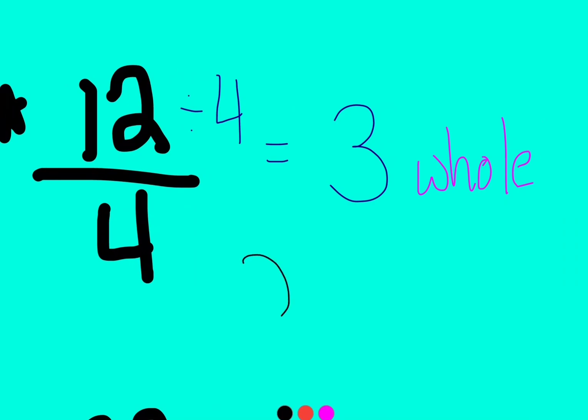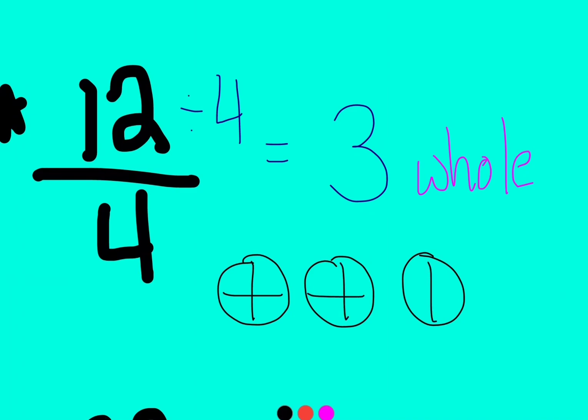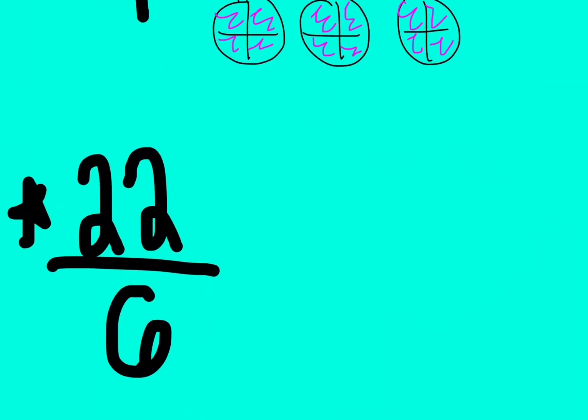Now let's do the visual to see if 3 wholes is correct. I have pizzas broken into 4ths. This person ate 12 slices. 1, 2, 3, 4, 5, 6, 7, 8, 9, 10, 11, 12. Yes, that's 1, 2, 3 whole pizzas. So this idea of dividing your denominator into your numerator works out. What happens if it doesn't work out perfectly?